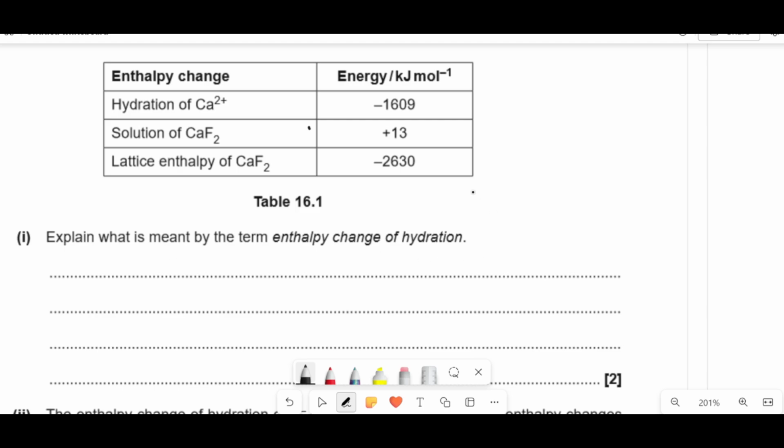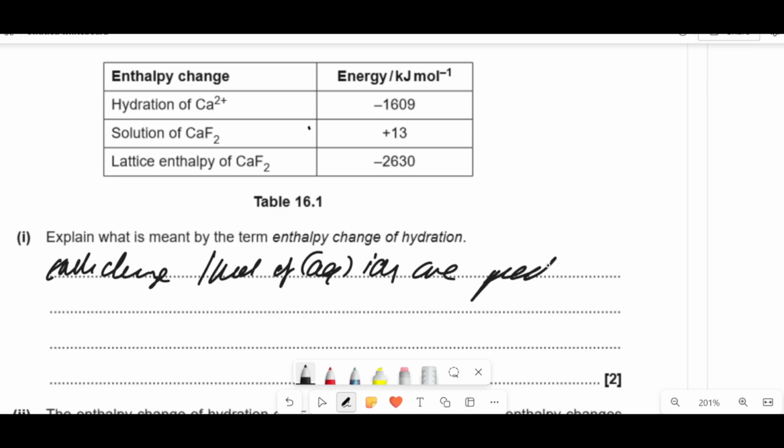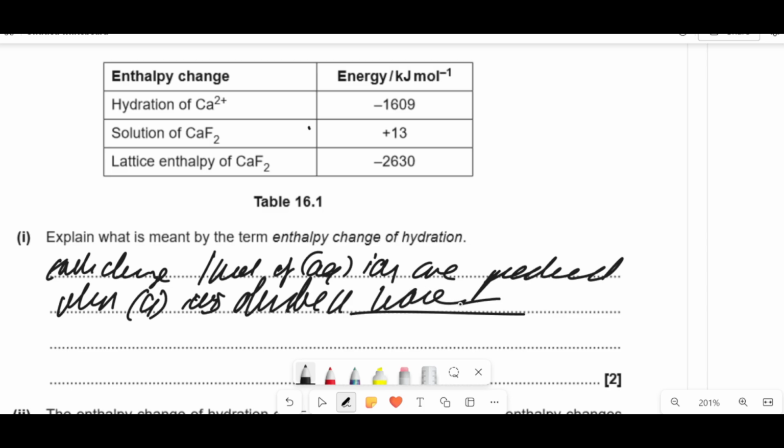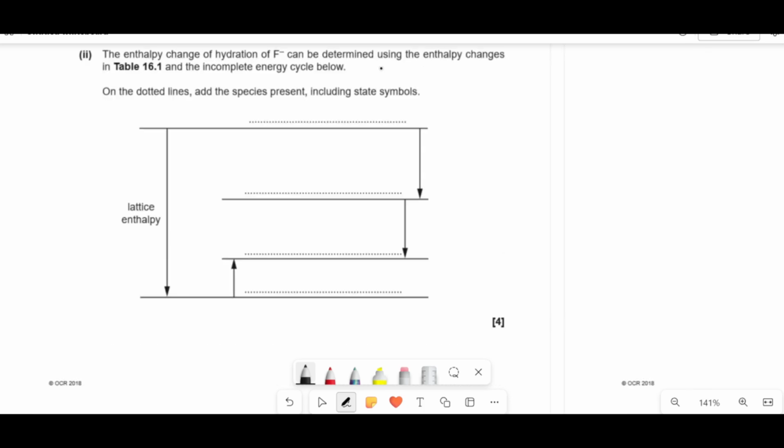So if it's saying enthalpy of hydration, that is the enthalpy change when 1 mole of aqueous ions is produced when 1 mole of gaseous ions dissolve in water. Right? That's that. It says the enthalpy change of hydration can be determined using the enthalpy changes in this table. On the dotted lines are the species present, including their state symbols. This is all about Hess's law, but just like big.